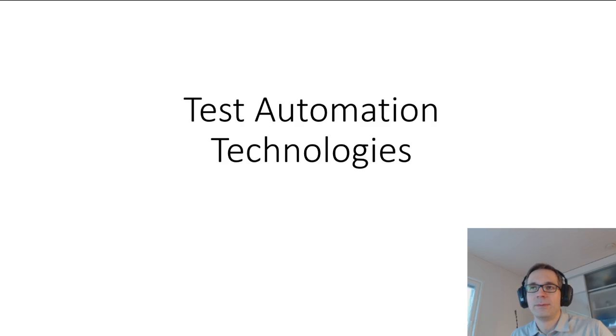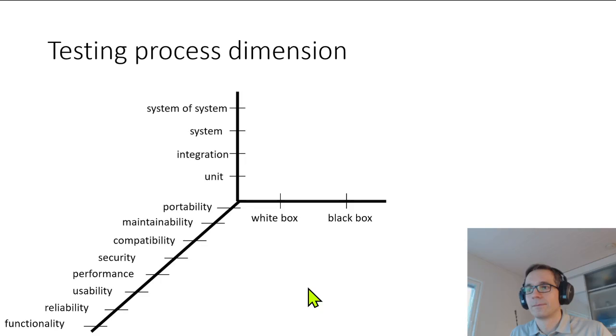Next, we look into test automation technologies. Here is a figure of the testing process dimensions we have covered previously in this course. And what follows next mainly covers functional testing from the black box perspective on different levels, mainly at the system level, but also to some degree this can be exercised at the unit level as well.